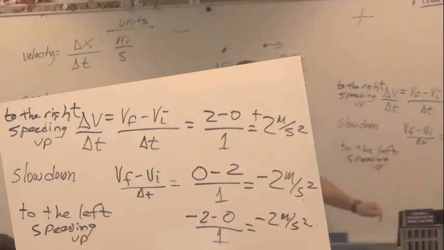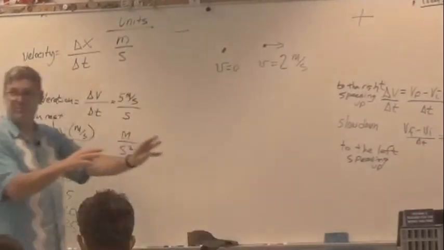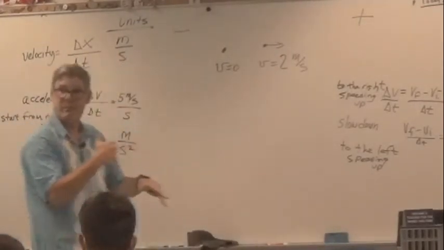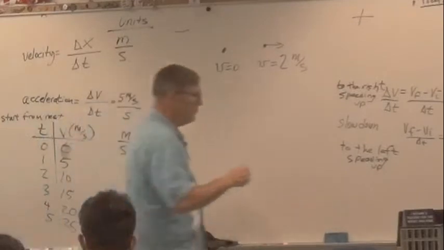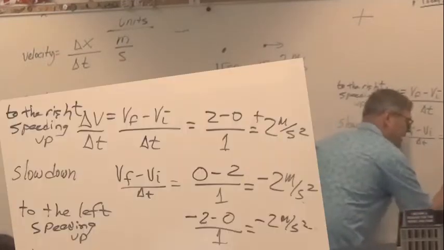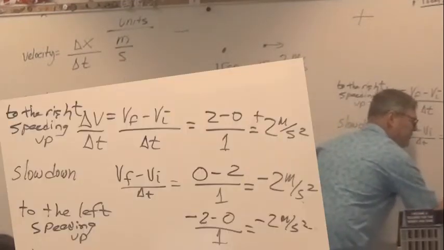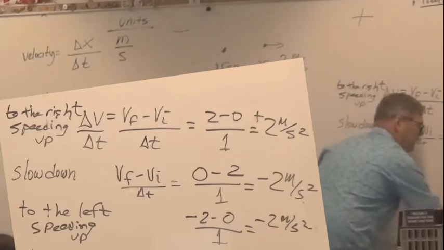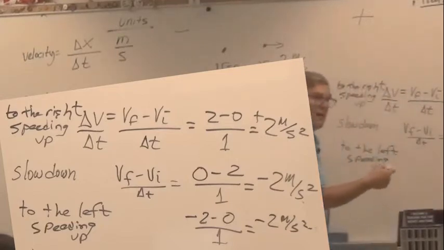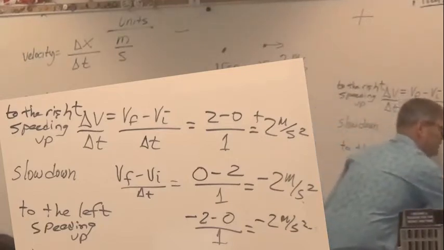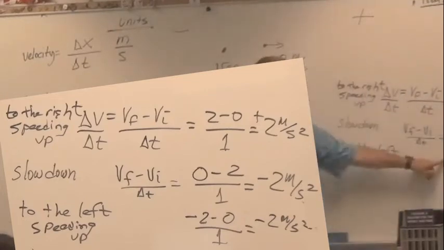My final velocity is negative 2. My initial velocity was 0, right? I started from rest, and I sped up to negative 2. So my final velocity is negative 2. My initial velocity was 0, and I did it over 1 second. So my acceleration now is negative 2 meters per second squared, right? Negative 2 minus 0 is negative 2. Divided by 1 is negative 2.